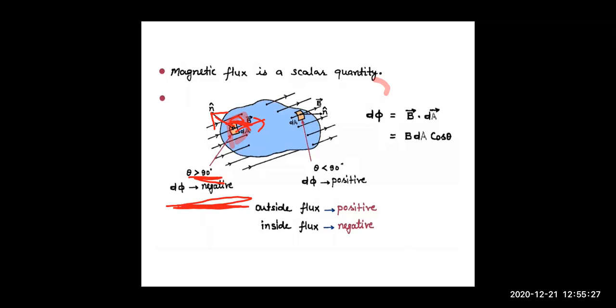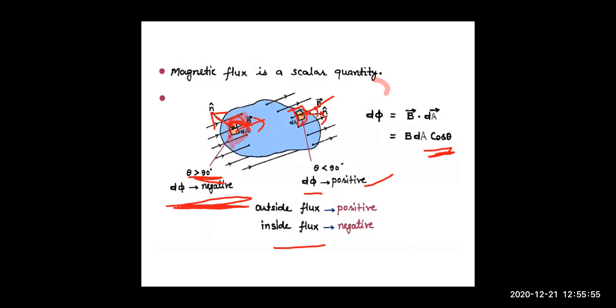Right. Now let's move towards the small element. We are going to suppose the small element dA on the right surface of the object, and the area vector will be in this direction, right? Now here the angle between the magnetic field B and the area vector n will be less than 90, and we know the cos for an angle less than 90 is always positive. So your dφ, that is flux, will be positive.